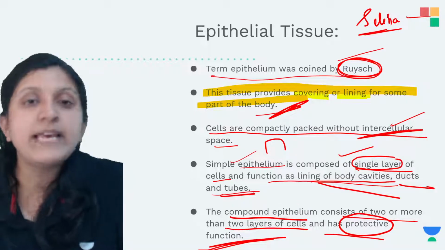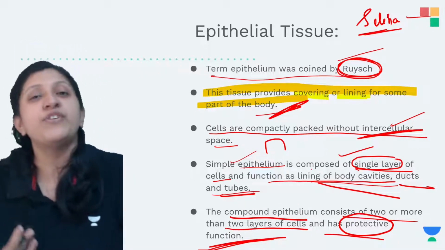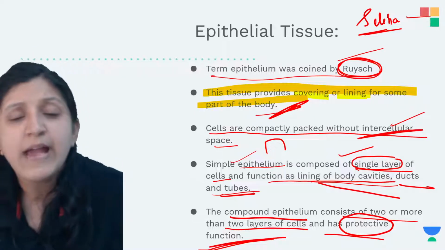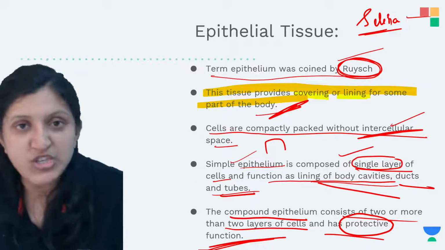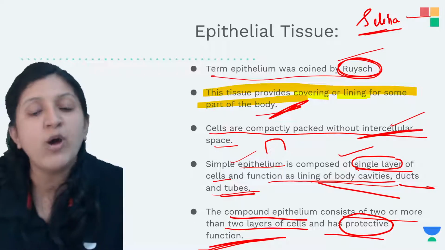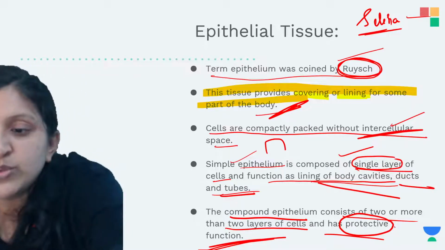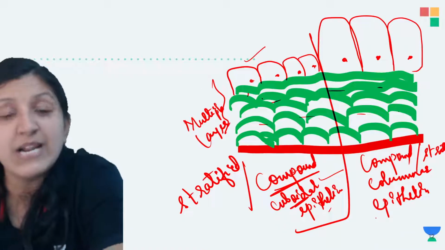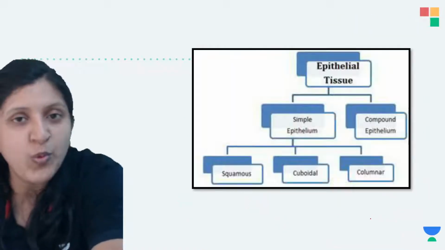The simple epithelium does the function of diffusion, secretion and absorption, but protection is not done by the simple. Whenever compound is present, it will do the function of protection because multiple layers are there which provide protection.